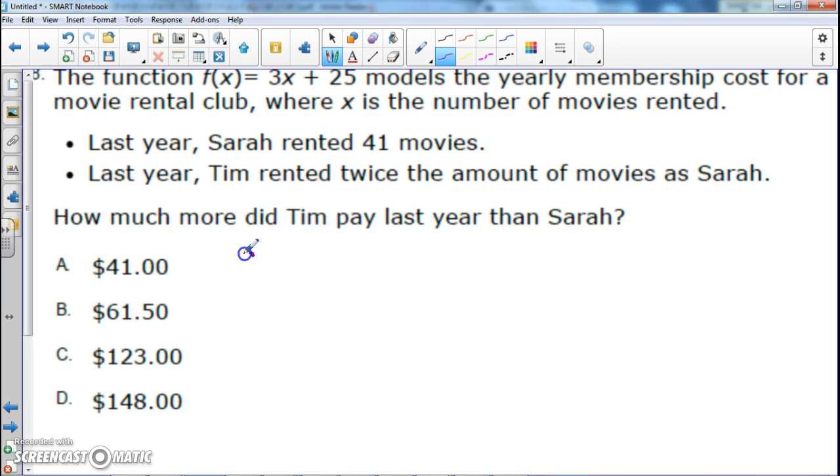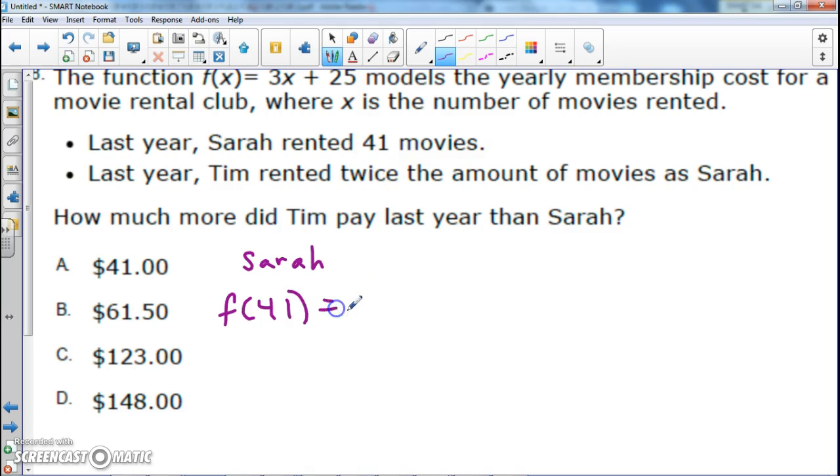So first let's try for Sarah, since we already know how many movies Sarah rented. Our x value in this problem is the number of movies rented. So we can plug in 41 movies into our function and get the yearly membership cost for Sarah. Our function for Sarah will be f of 41, because we're going to replace the x with the amount of movies she rented.